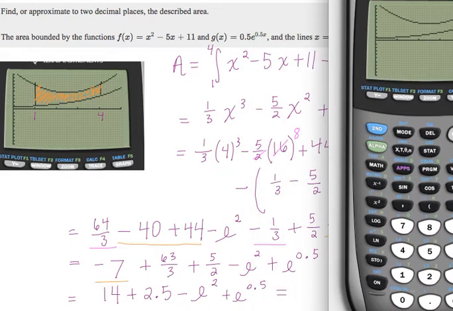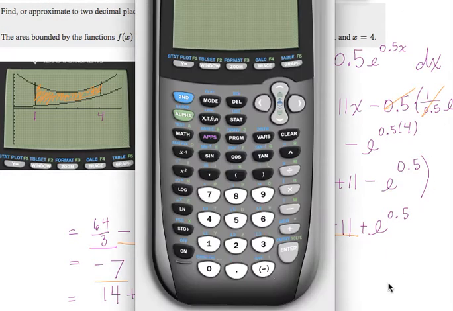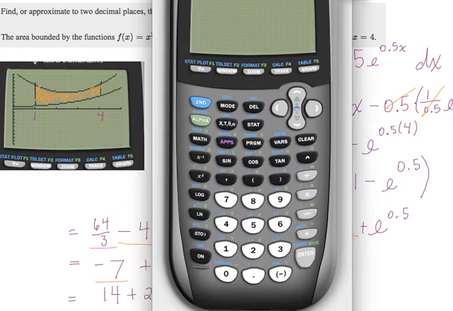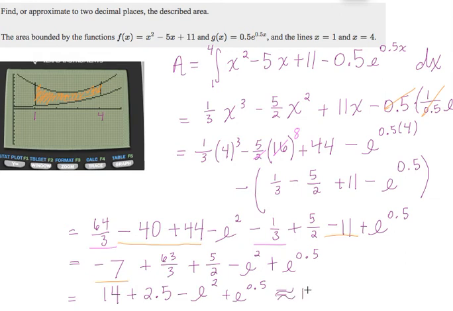So then we have, second quit, so refresh my calculator. Okay, so 14 plus 2.5 minus e squared plus e to the 1/2. See, it comes to, to 2 decimal places here, 10.76 if we round, roughly. 10.76 is that enclosed area there.